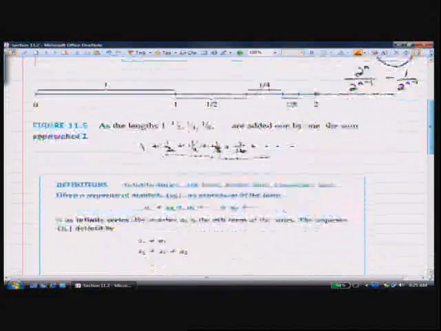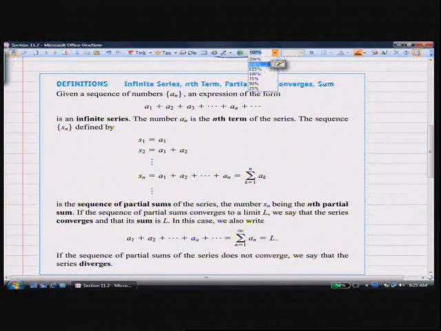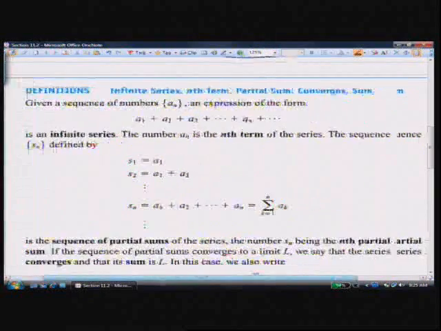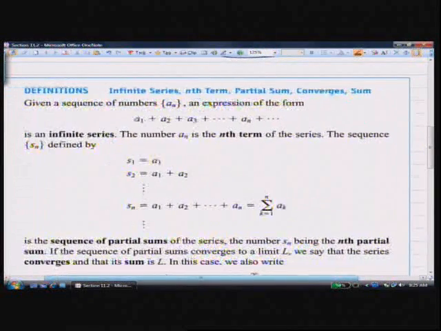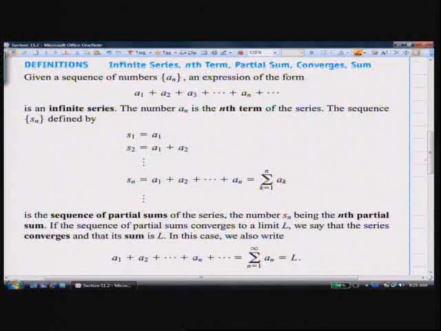Okay, all right, so we're going to talk about a definition here of the infinite series. Make this a little bit bigger. If you're given a sequence of numbers, a sub n, and here's your expression, what you're just going to do is add each of the terms together, and that's called an infinite series. The number a sub n is the nth term of the series, and the sequence s sub n is defined as the sequence of what we call partial sums of the series. The number s sub n is the nth partial sum.